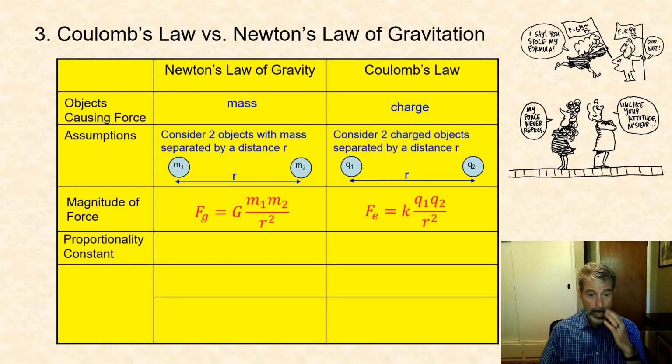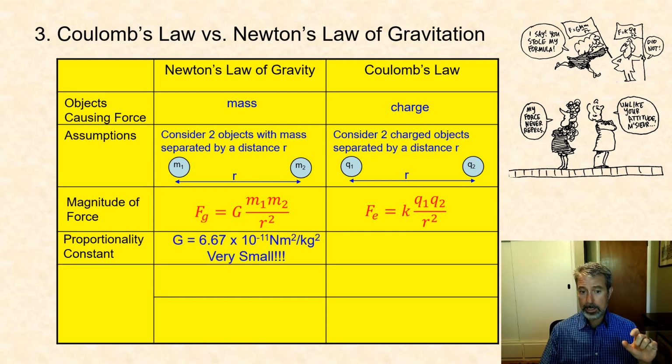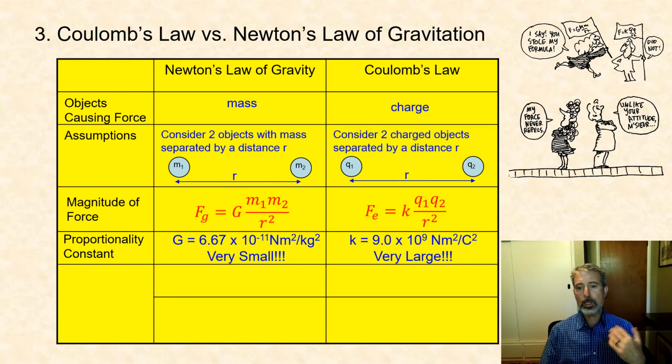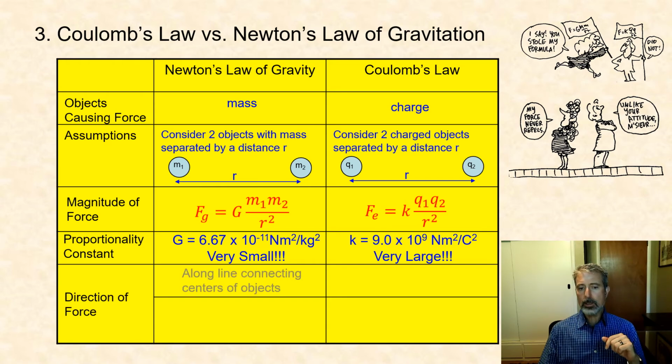When we look at the proportionality constant, now we get into some of the discrepancies. When you look at the force of gravity and that proportionality constant, as we've said, it's extremely small. When you look at the Coulomb constant, however, it's very large in comparison. This tells us that gravity is a weak force, whereas the electrostatic force is a strong force. The direction of the force acts along the line connecting the centers of these two objects in the case of gravity, and the same can be said for the case of charged objects.